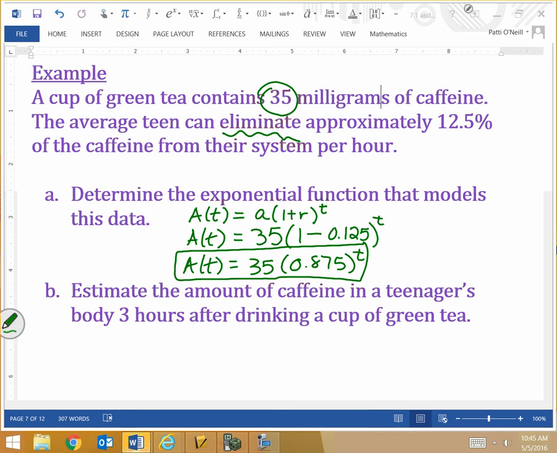We know it's exponential because the variable is in the power. I also know this is exponential decay because that value that became our base is a number between 0 and 1.